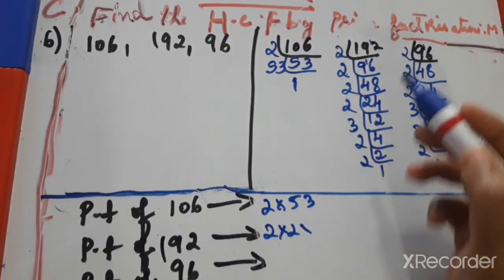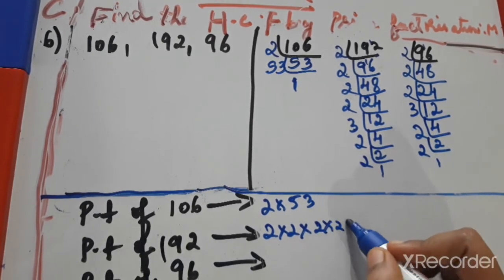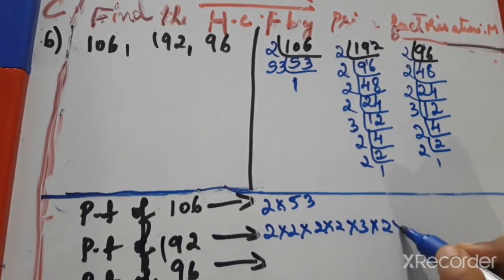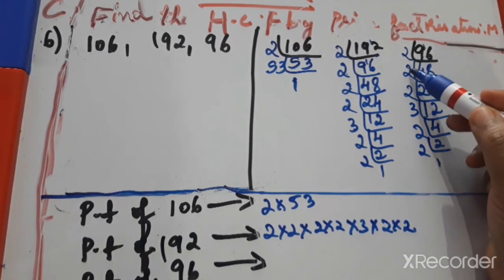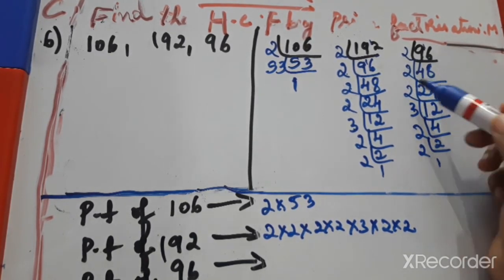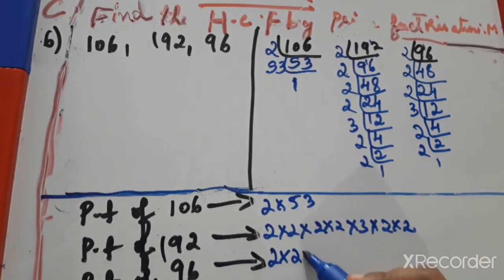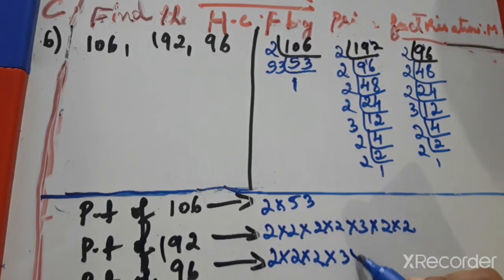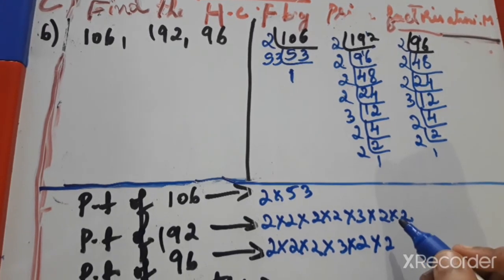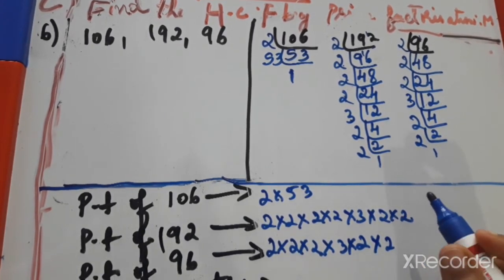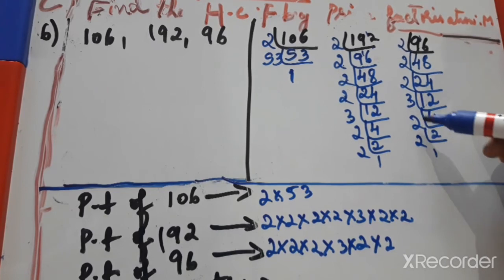1, 2, 3, 4 twos, and 3, and 2 twos. Here for 196: 2 into 2 into 2 into 3 into 2 into 2. 1, 2, 3 twos. 2 into 2 into 2 into 3 into 2 into 2.